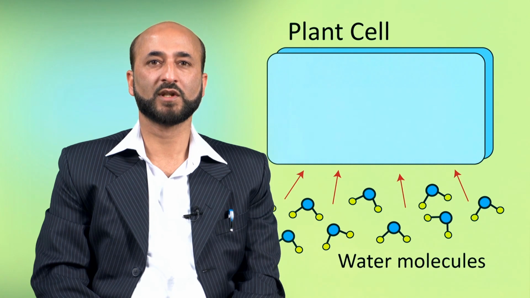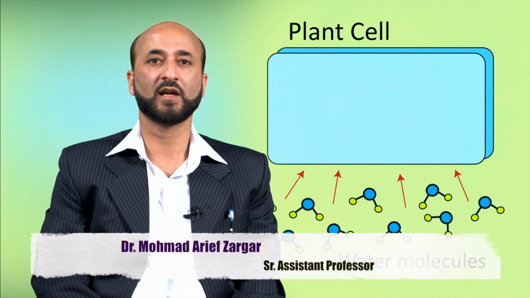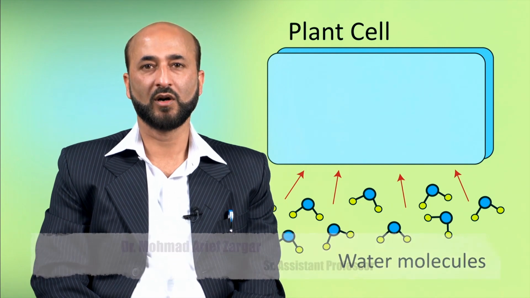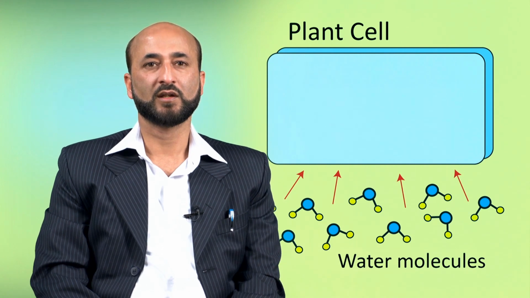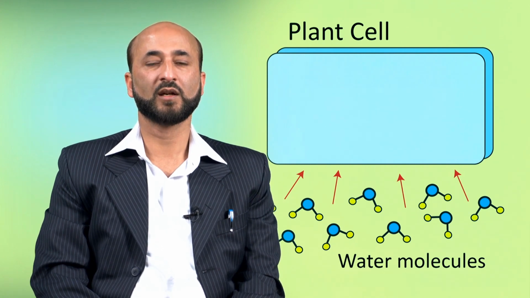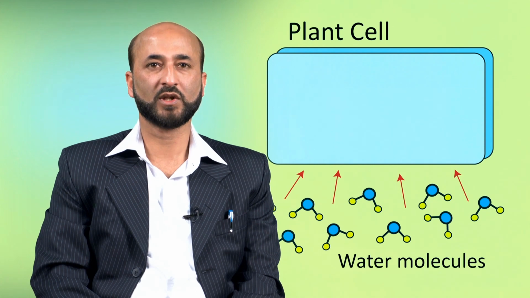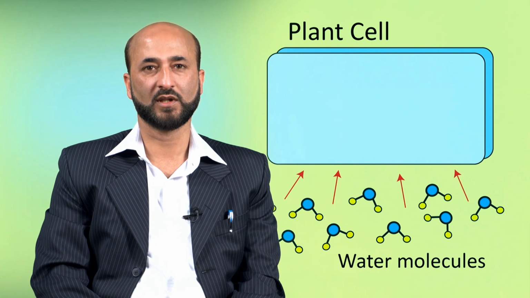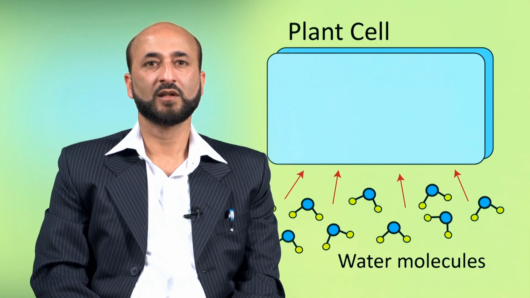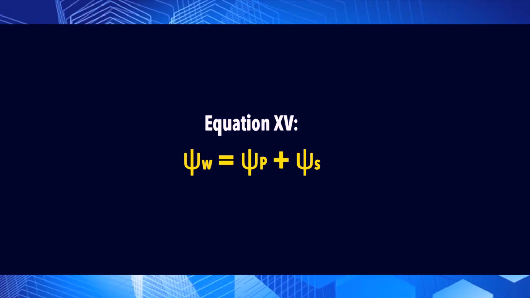Consequently, matric potential is not considered as a component of the water potential in the same sense as that of osmotic pressure and pressure potentials. Therefore, it is generally not valid to add matric potential to solute potential and pressure potential to arrive at total water potential. Thus, the equation again becomes water potential is equal to pressure potential plus solute potential.